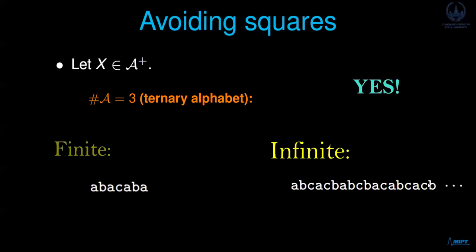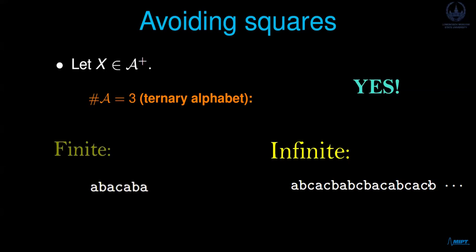Now let's shift to the case of avoiding squares in words formed from a ternary alphabet, that is, an alphabet with three symbols. Unlike the binary case, where avoiding squares in an infinite word was impossible, with a ternary alphabet the answer is yes. It is indeed possible to construct both finite and infinite words that avoid squares.